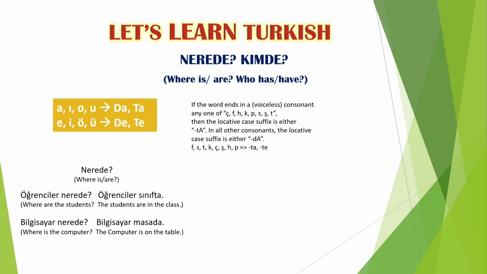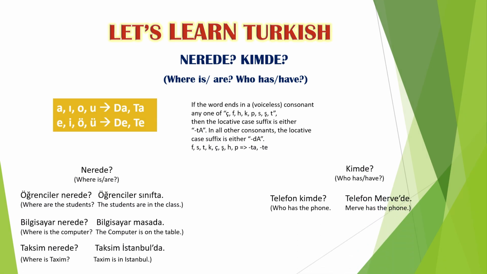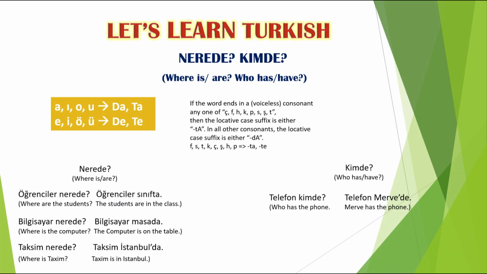Let's continue. Bilgisayar nerede? Bilgisayar masada. Taksim nerede? Taksim İstanbul'da. Let's continue with the question kimde? Kimde is a question word that shows the occupation of a thing. Telefon kimde? Who has the phone? Telefon Merve'de. Merve has the phone.